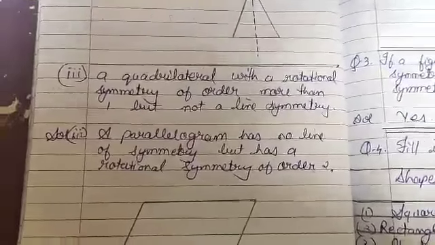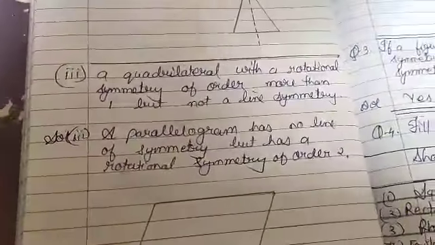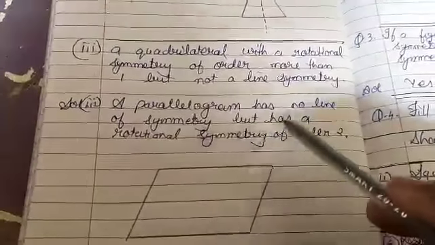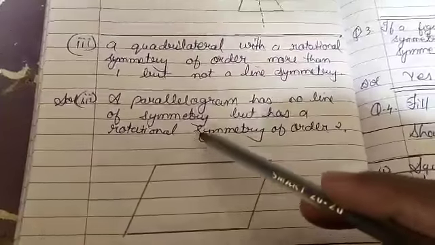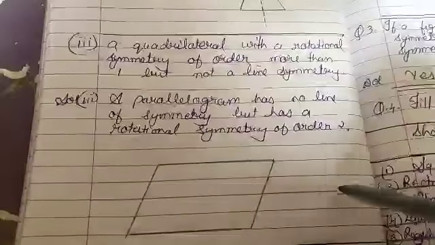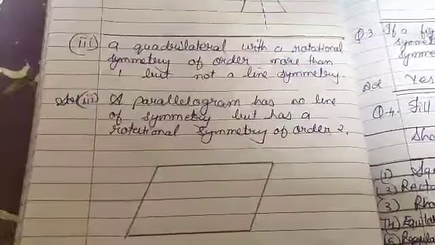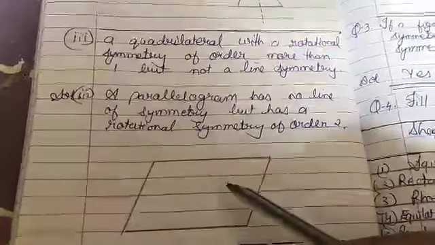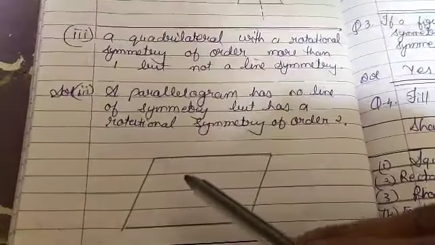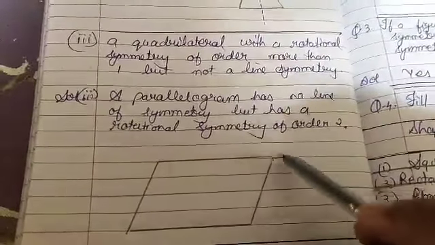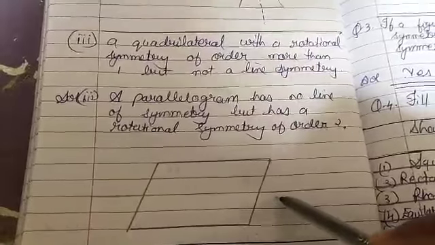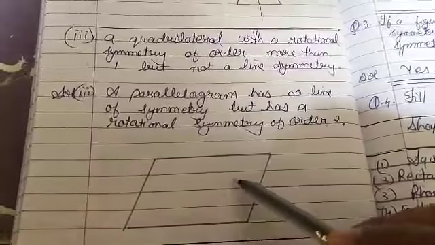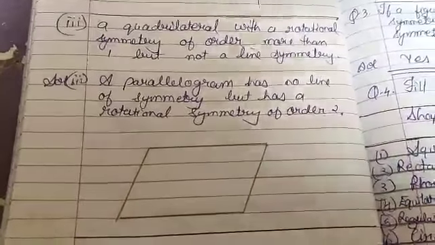Rectangle, square are such that you will get a line of symmetry. So if you draw a parallelogram, it has no line of symmetry, which means when you pass a straight line, it will not divide into two equal halves. A parallelogram has rotational symmetry of order 2, which means when you rotate this shape, you will get it upside down.